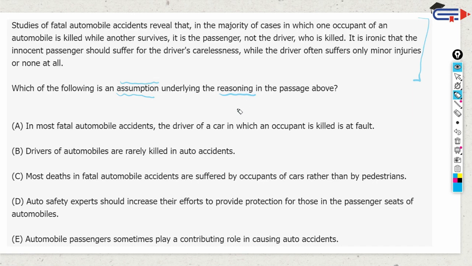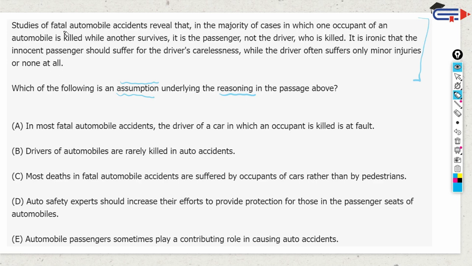So first of all, what is an assumption? An assumption is something that has to be true for the argument to hold. If we negate that assumption, if that assumption is not true, then the argument doesn't hold. So that's basically the theory. Let's look at what argument we have here.